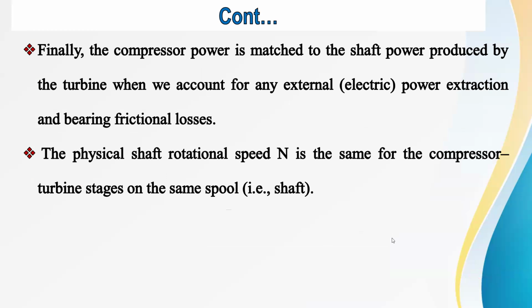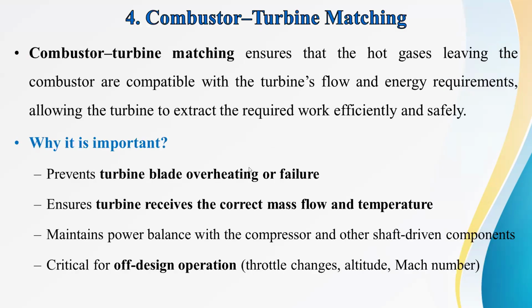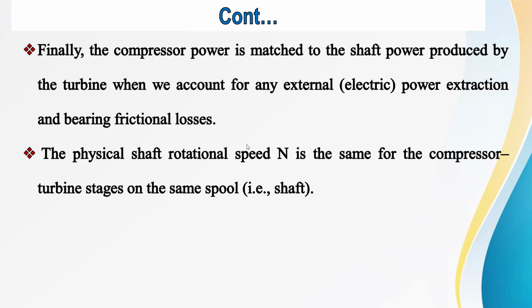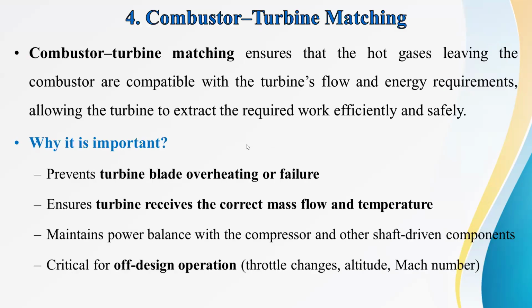So finally, the compressor power is matched to the shaft power produced by the turbine. That Q is the shaft power there. Okay, so that is what we call the compressor combustor matching condition. The next is the combustor turbine matching condition.